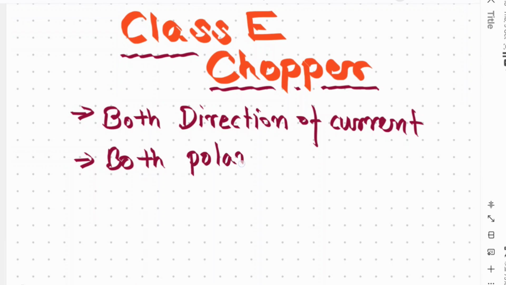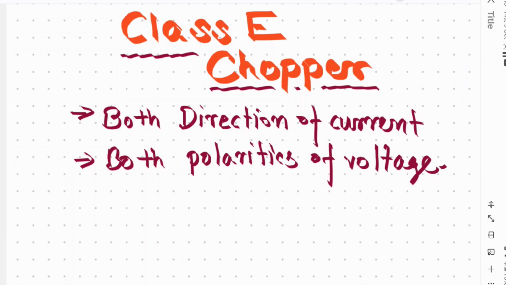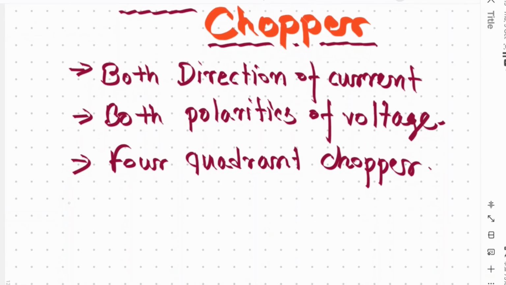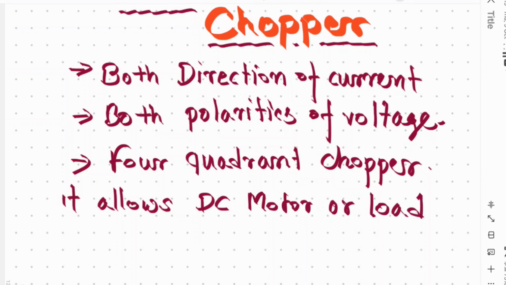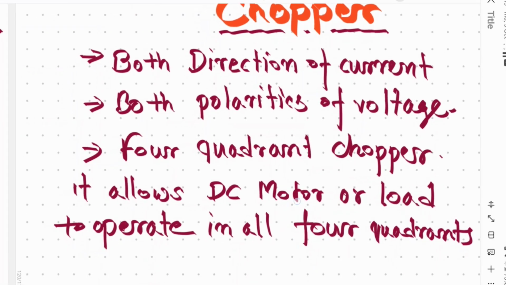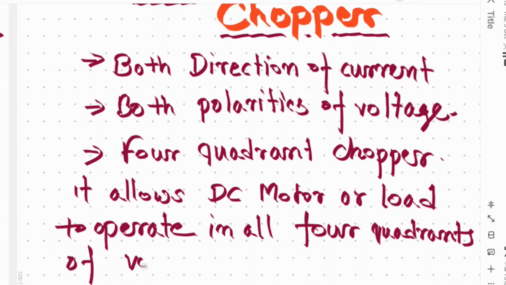It is also known as four quadrant chopper, because it allows a DC motor or load to operate in all four quadrants of the voltage current plane.